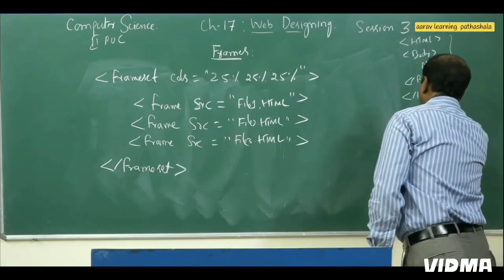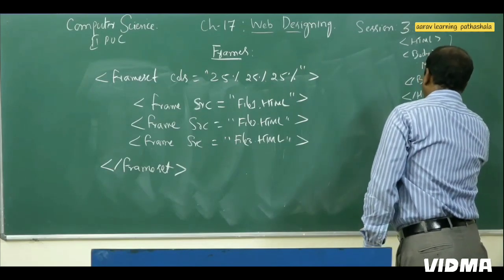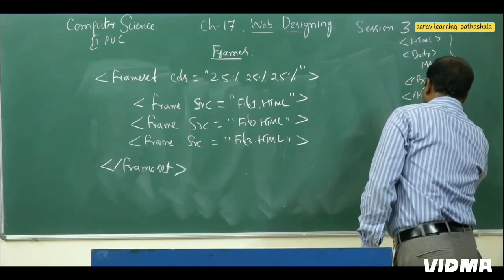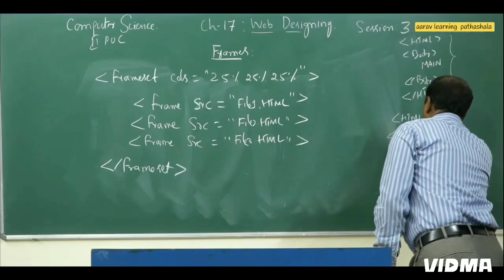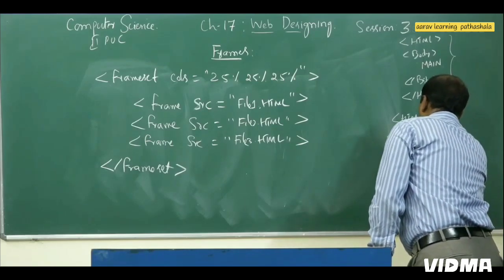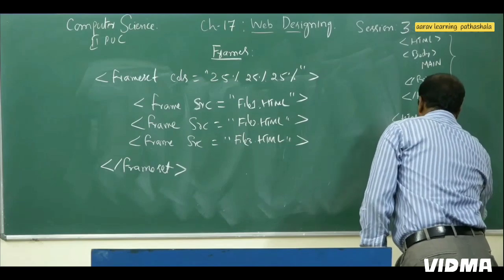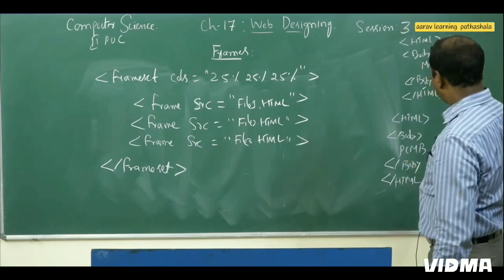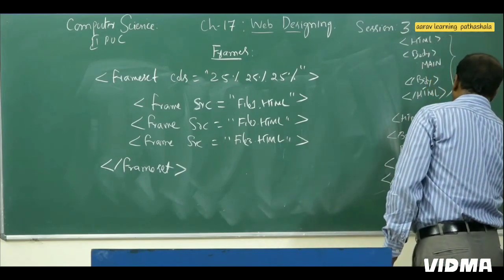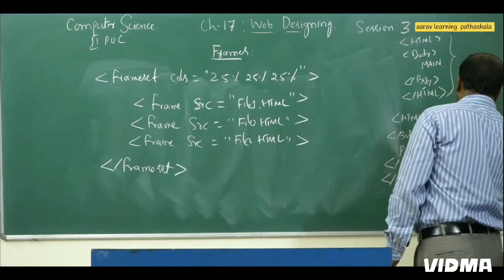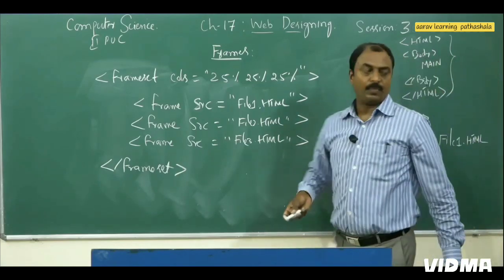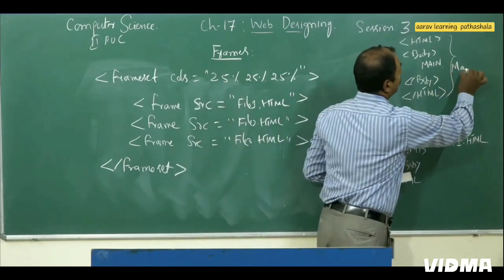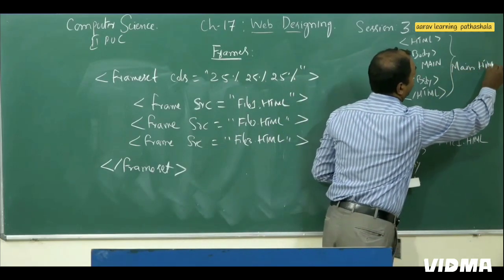In the main program, and here this is small HTML, and here body tag, and here say PCMB. I am closing this with body tag as well as HTML. So here I am going to save this file as file1.html. I am going to save this as file1.html, and this is main.html.